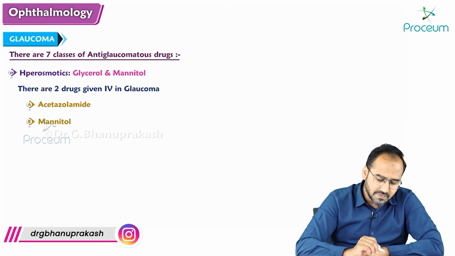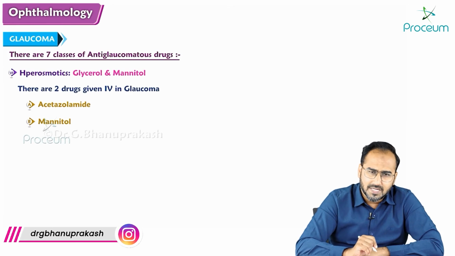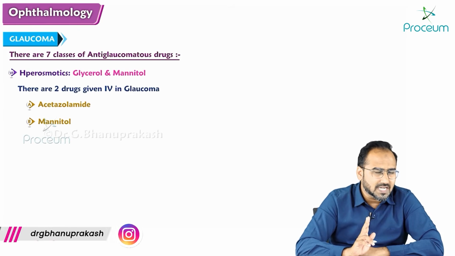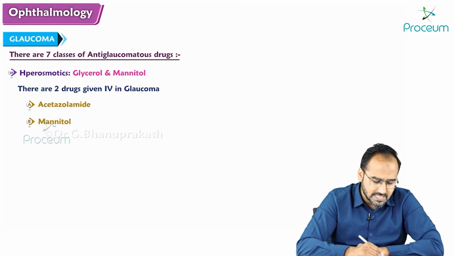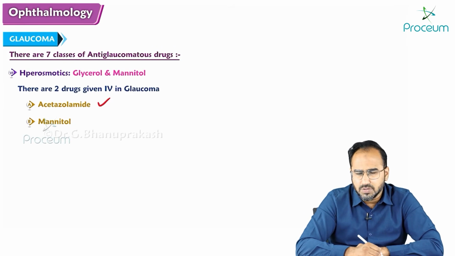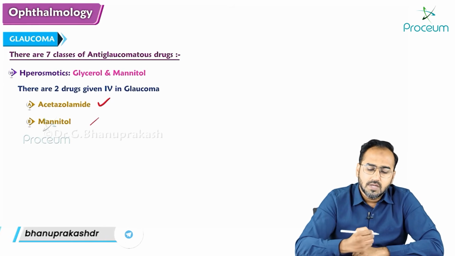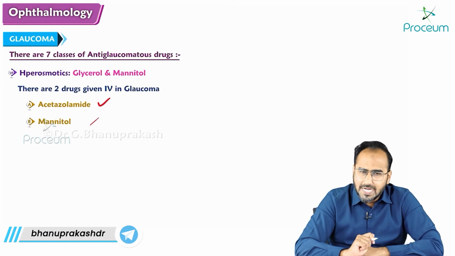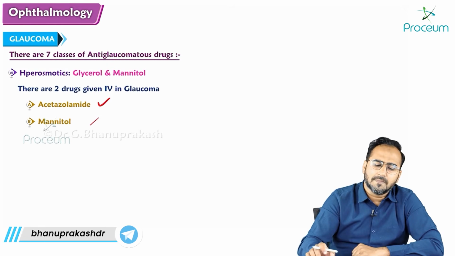They are two drugs which are given IV in glaucoma. There are only two drugs which are given intravenous in glaucoma. One is acetazolamide, which is not used nowadays. Second is mannitol. Why do you give mannitol? Mannitol is given to reduce the intraocular as well as intracranial pressure.